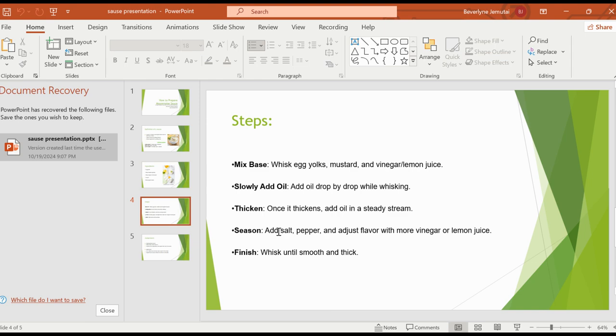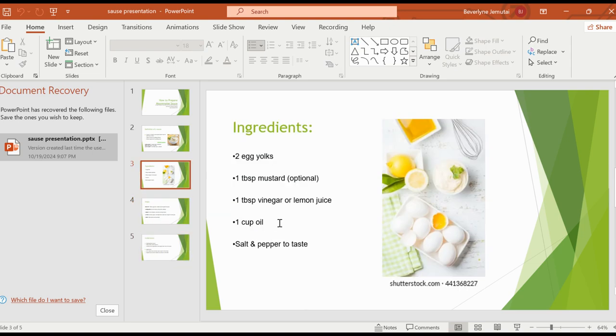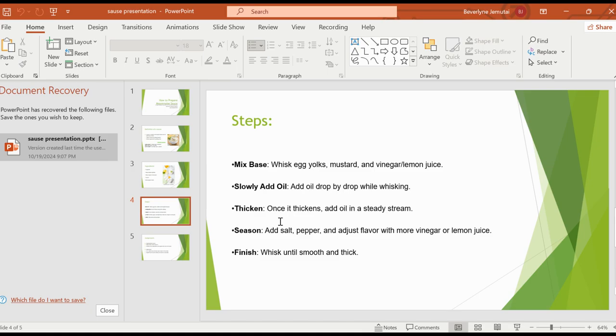The last part, yes, this is very key. You have to continue whisking until it is smooth and thick. The final product of mayonnaise is very important, depending on how you make it. Because if you are not careful, it is going to curdle and cut into two, and then you are going to start afresh again. Understood?